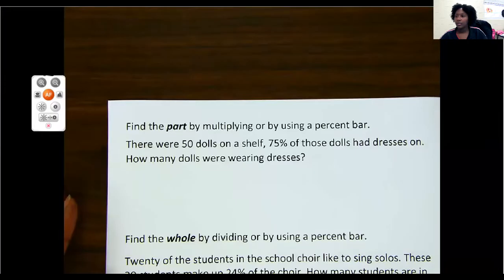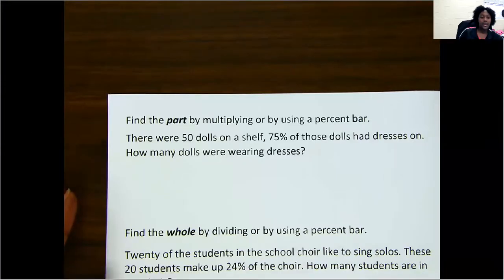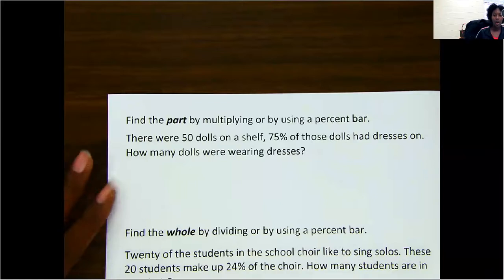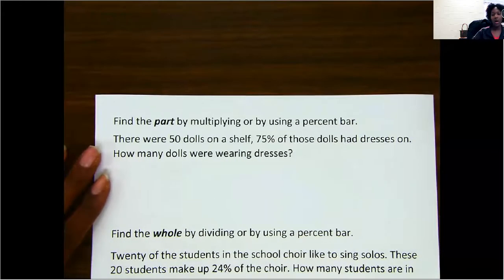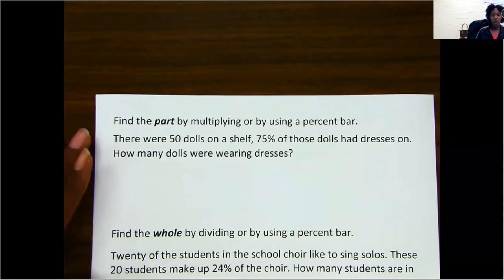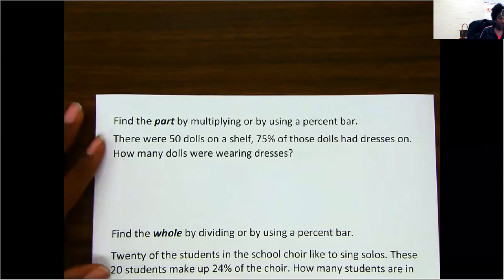Okay, let's share my screen. Okay, so the first question was for finding the part. Find the part by multiplying or using a percent bar. Remember, on all of these types of problems, I showed you 3 different ways. Whichever way you prefer, go for it. These are just suggestions.